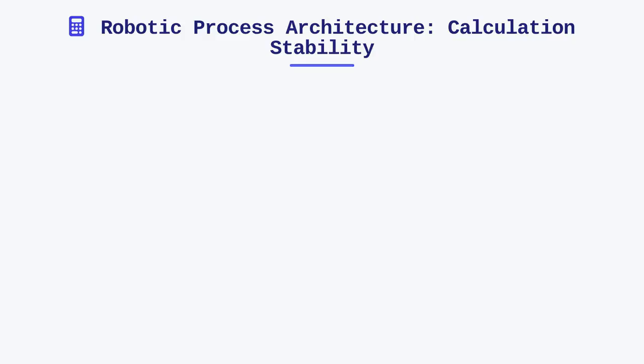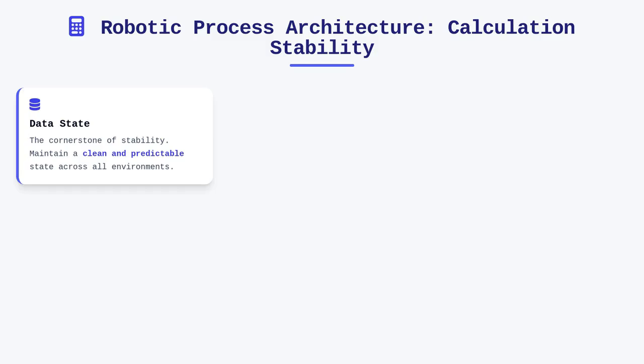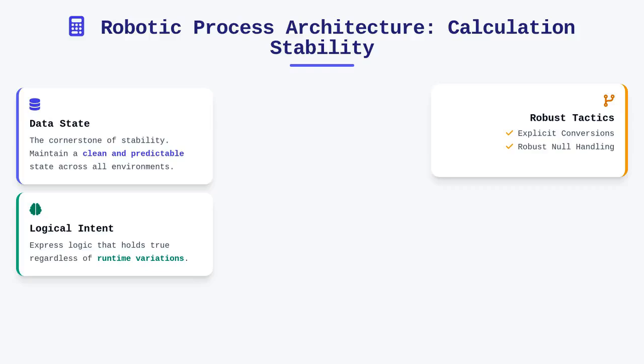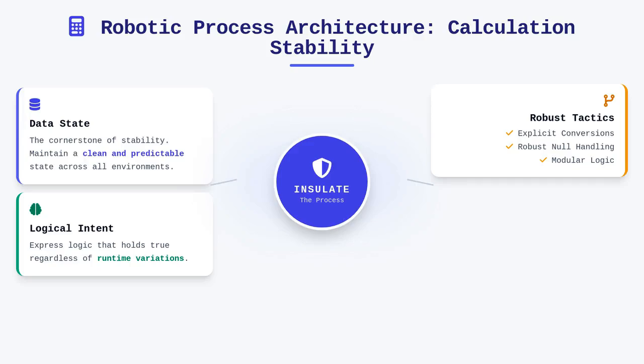Maintaining a clean and predictable data state is the cornerstone of a stable robotic process architecture. When you configure a calculation stage, you are expressing a logical intent that must hold true across a variety of runtime environments. By focusing on explicit conversions, robust null handling, and a modular approach to complex logic, you insulate your process from the subtle variations in external data quality.